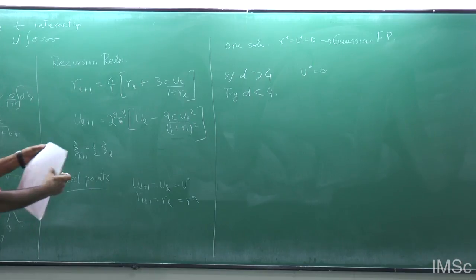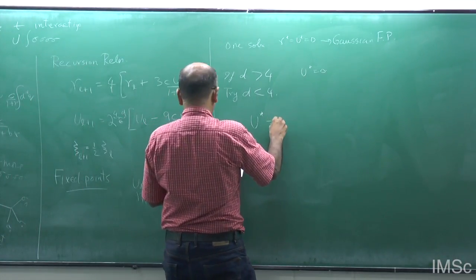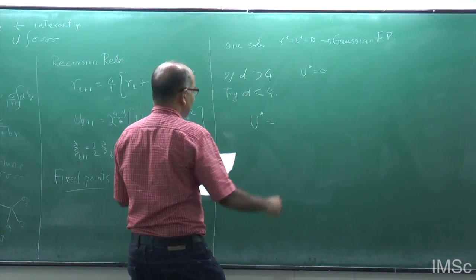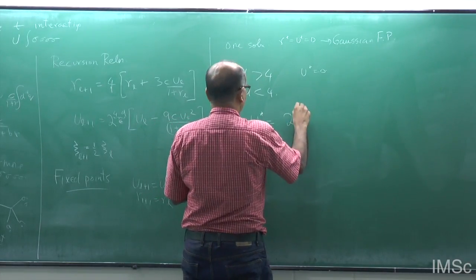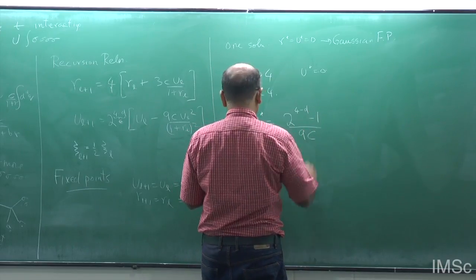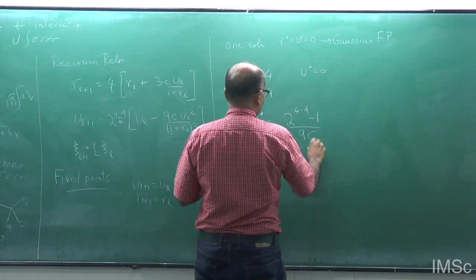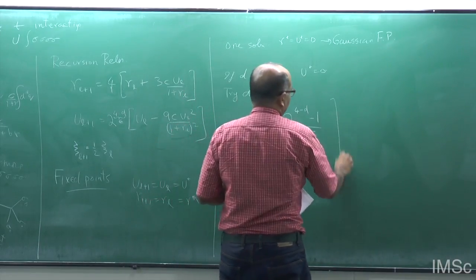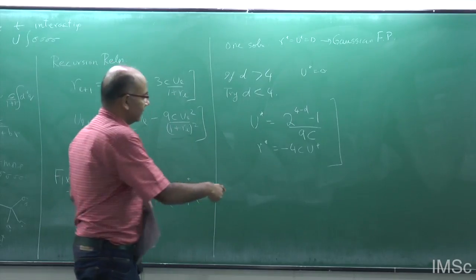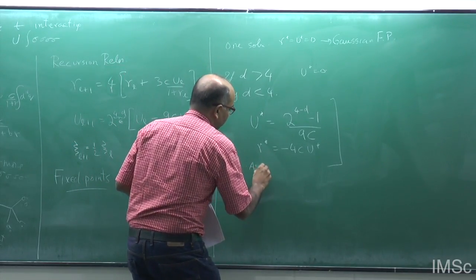So I won't go through the algebra. We found a solution where u star is basically, and we made some approximations. It's 2 to the power of 4 minus d minus 1 by 9c, and r star is minus 4c u star, where we assumed that r is small.